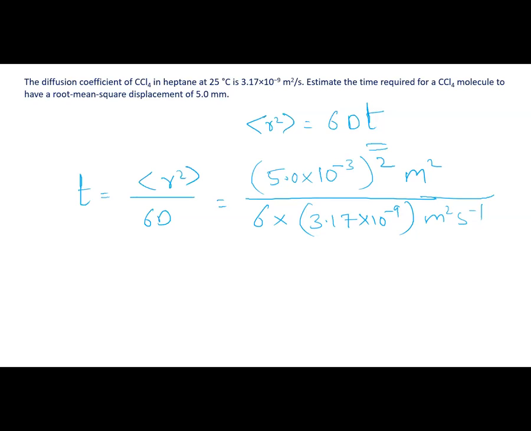So if you do this math, this meter squared and this meter squared get cancelled. The time you get is 1.38 times 10 power 3 seconds. Again, I want to reiterate the fact that diffusion is a slow process. To just get displaced by about 5 millimeters, it will take almost 1300 seconds. So that's very slow.